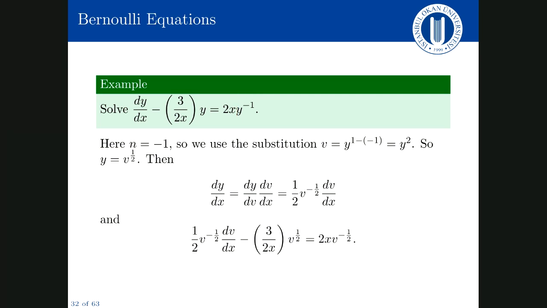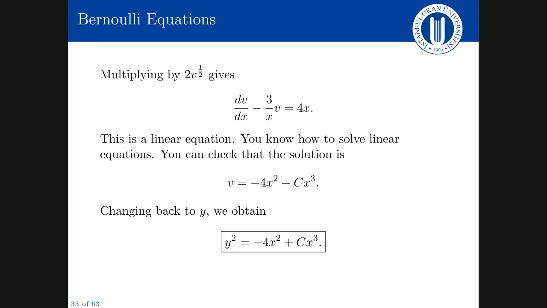Instead of dy/dx, we have a half v to the power minus a half dv/dx. Instead of y, we have v to the power of a half. And instead of y to the power minus 1, we have v to the power minus a half. To simplify this, we can multiply by 2v to the power half, and our equation simplifies to dv/dx minus 3 over x v is equal to 4x.